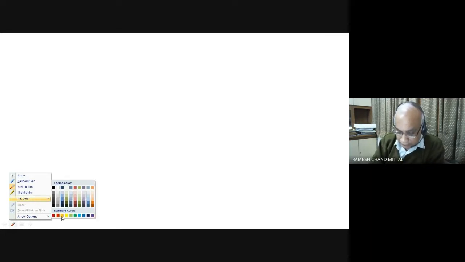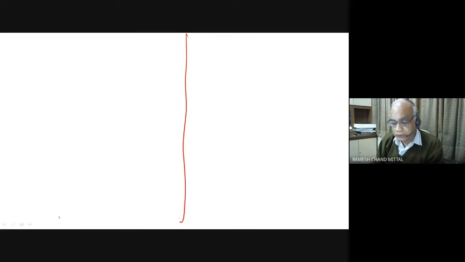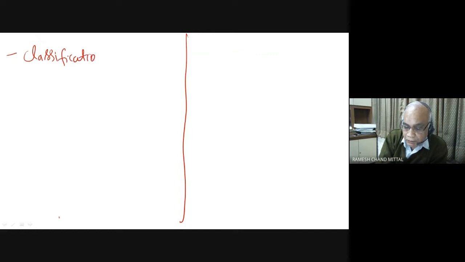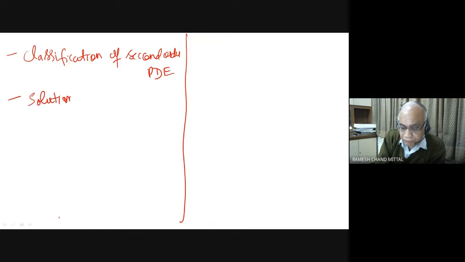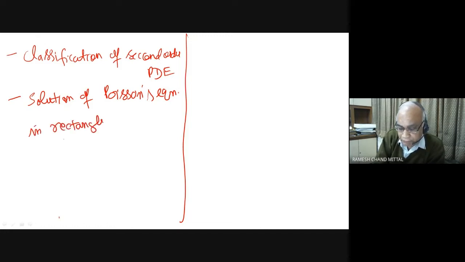So the agenda for today's talk. Let me select my pen first, and then in color. So the agenda for today's talk is, first, I will tell you the classification of second order PDE. Then the solution of Poisson equation in a rectangle and cylinder.